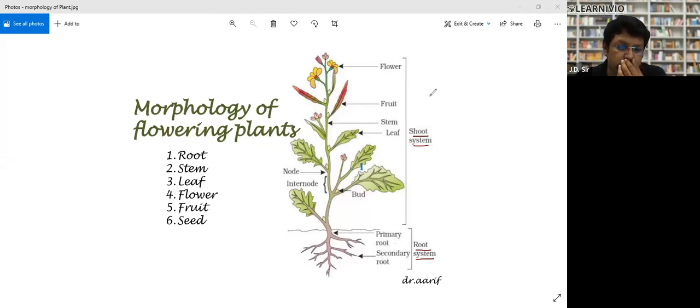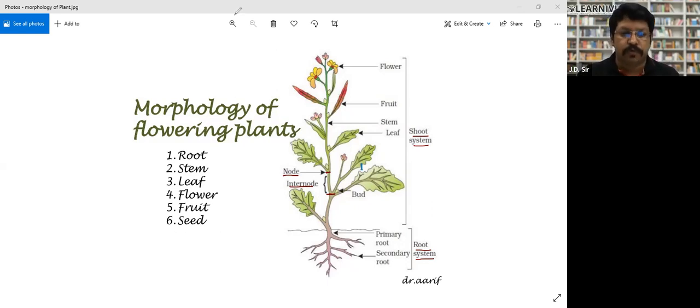In shoot system, there are two parts which are mandatory for any stem part. This upper part is a stem. Stem is divided into node, and these are the node parts. Between the nodes, there is a part which is called internode. So this is the peculiarity of stem. Every stem will have node and internode.